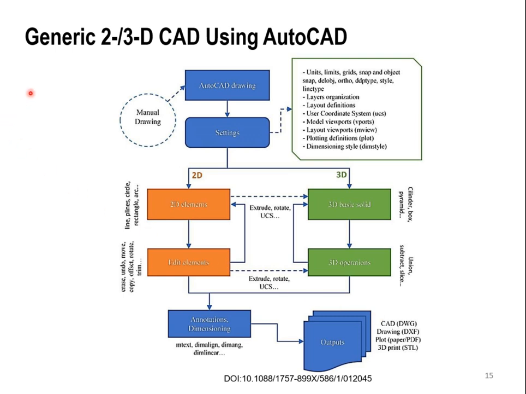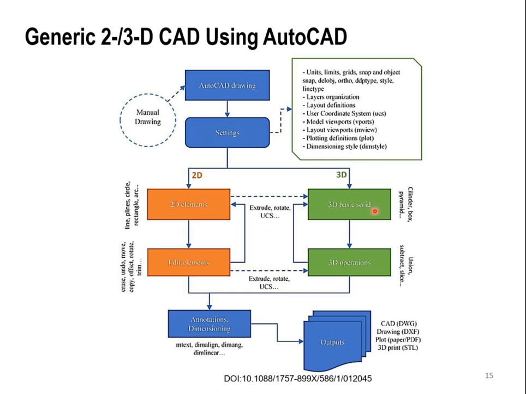For the generic 2D to 3D CAD process using AutoCAD, once again, you can simply start with a manual drawing on paper, like what I usually do on the whiteboard. Then you send it to the AutoCAD drawing. And then we give it a setting, for example, again, the units, limits, grids, snaps, and object snap, whatever the thing is, layers organization, layout definition, and so on. And after we do the setting, we can do either the 2D design, like 2D elements, and edit the elements, and then you can send it to the annotation and dimensioning, again to present as an output.